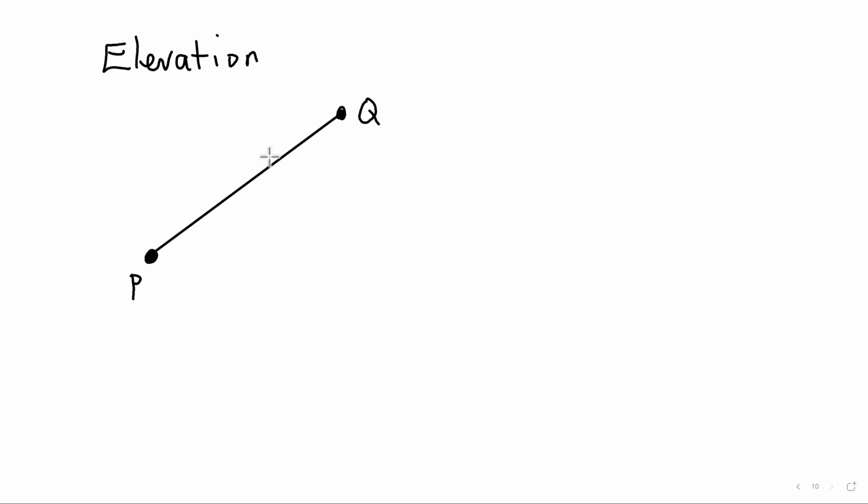The angle of elevation of Q from P will be the angle between the line of sight and the horizontal line drawn at P here. This is what we call the horizontal, because it's a horizontal line, right? It's at P. The angle of elevation will be the angle between the horizontal and the line of sight. So this is your angle of elevation.